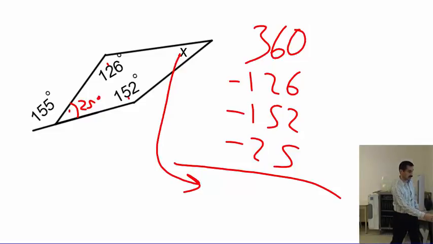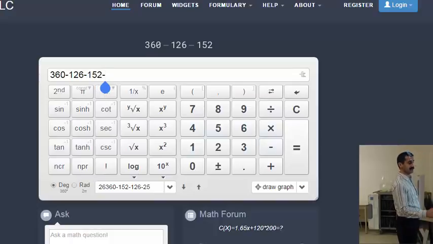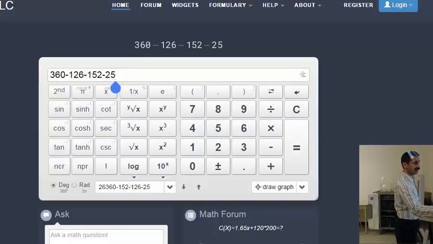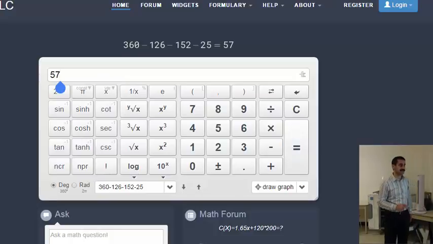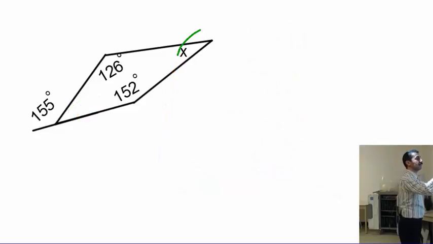So let's do that quickly. 360 minus 126 minus 152 minus 25 will give me 57. So now I know x is 57 degrees.